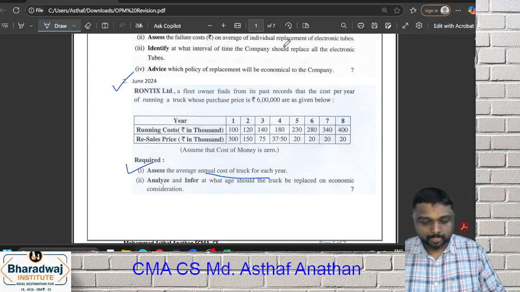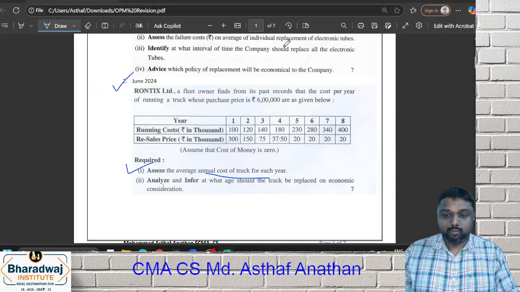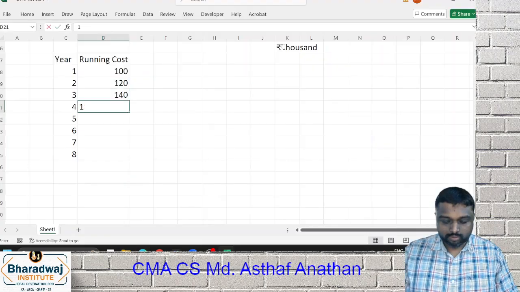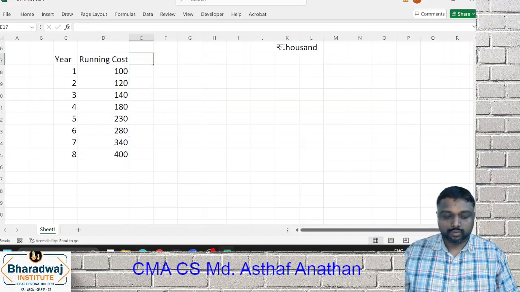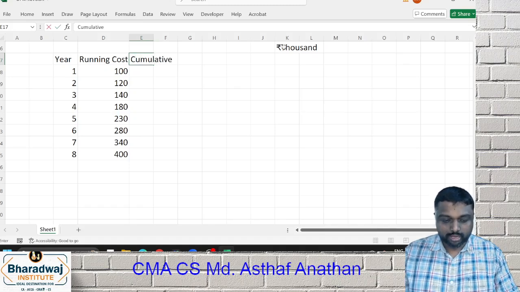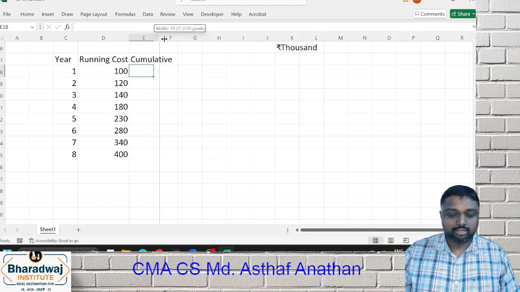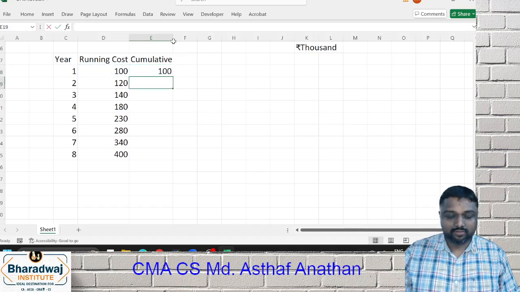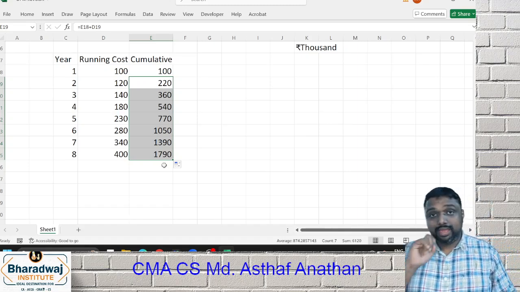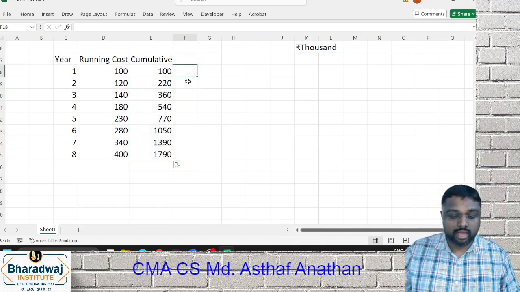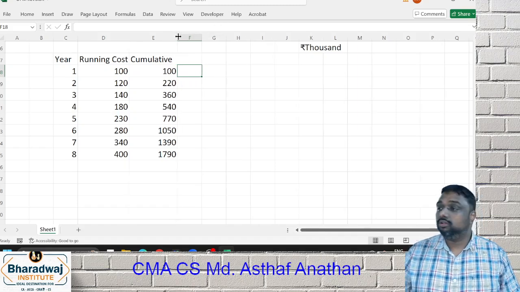Running cost: 100, 120, 140, 180, 230, 280, 340, 400. Next we have to go for the cumulative cost. We want to know the total cost. So this is a standard format. In our regular session, we have discussed the logic behind this also. But here, from an exam perspective, we want to practice, so we are going directly to practice, because a basic idea of the concept is required for the revision marathon session. So we'll go for the cumulative.